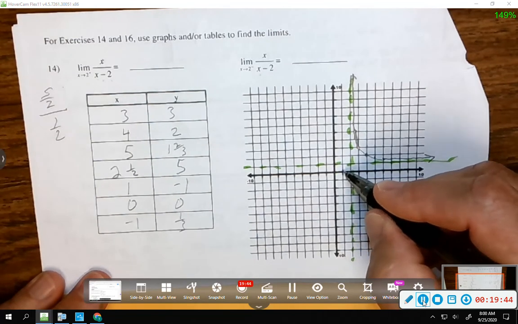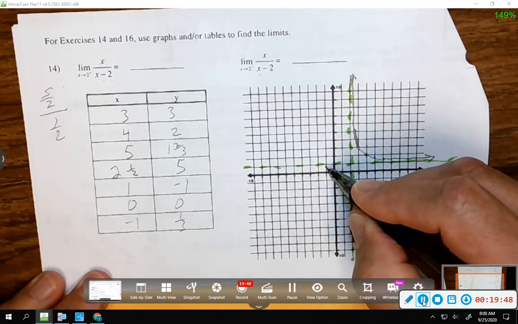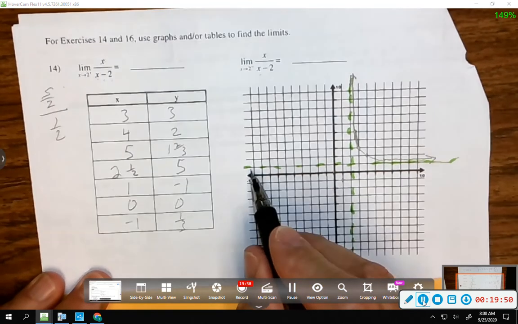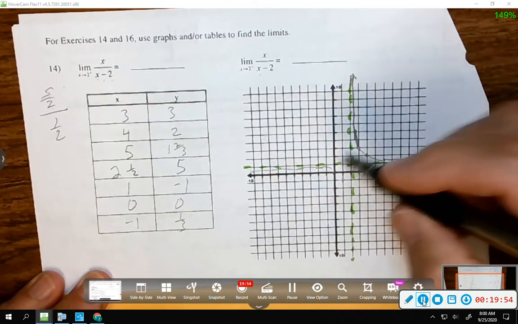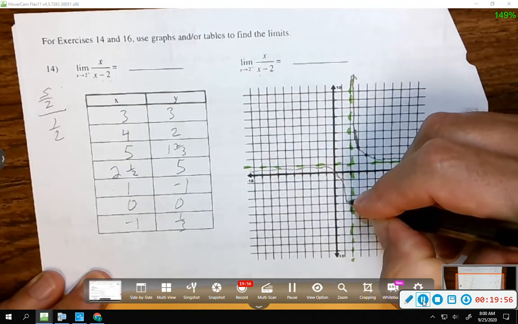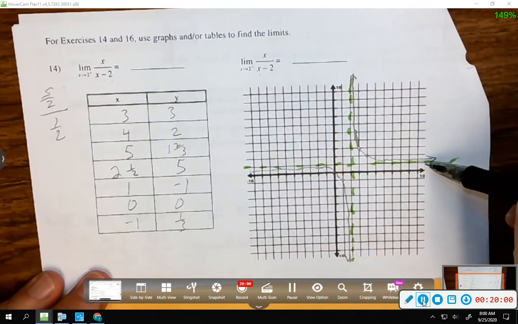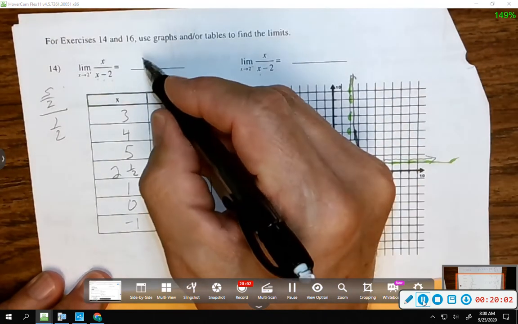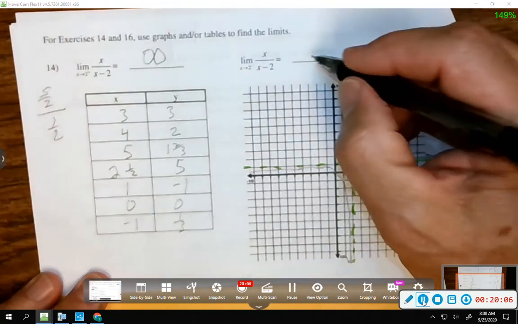So to the right 1, down 1, 0, 0. There's -1/3. It's going to get closer and closer and closer to the horizontal line of y equals 1. But it takes off like that. So the limit as x approaches 2 from the right goes to positive infinity. The limit as x approaches 2 from the left goes to negative infinity.